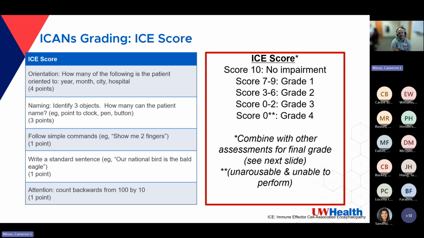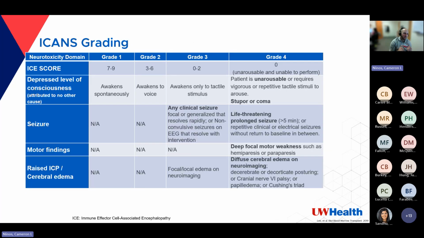This is a 2-part grading scale. The first part is the ICE score, or the immune effector cell-associated encephalopathy score. The criteria for this are orientation, naming objects, following a command, writing a sentence, and then being able to count backwards. That gives you a 1 to 10 score that we then plug into the overall ICANS grading. The benefit of the score really is being able to identify these lower grade patients. Once patients start to escalate to higher grade ICANS, their level of consciousness and presence of seizure might be driving your grading more so than the ICE assessment.